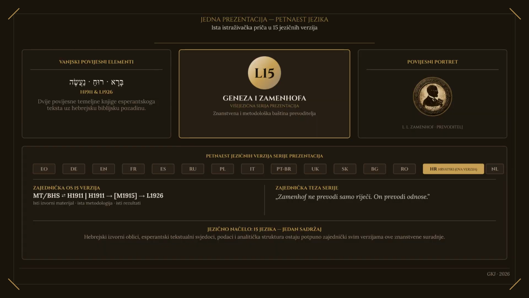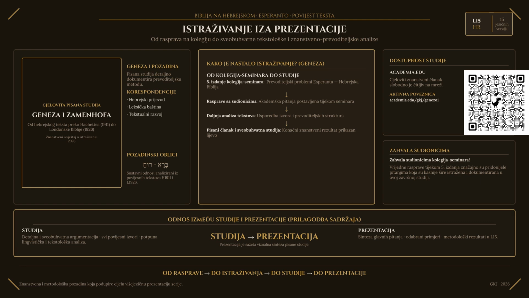The research path began with academic seminars, moved to textual analysis of specific passages, and eventually developed into this comprehensive study. This structured approach ensures every claim is supported by documented evidence.